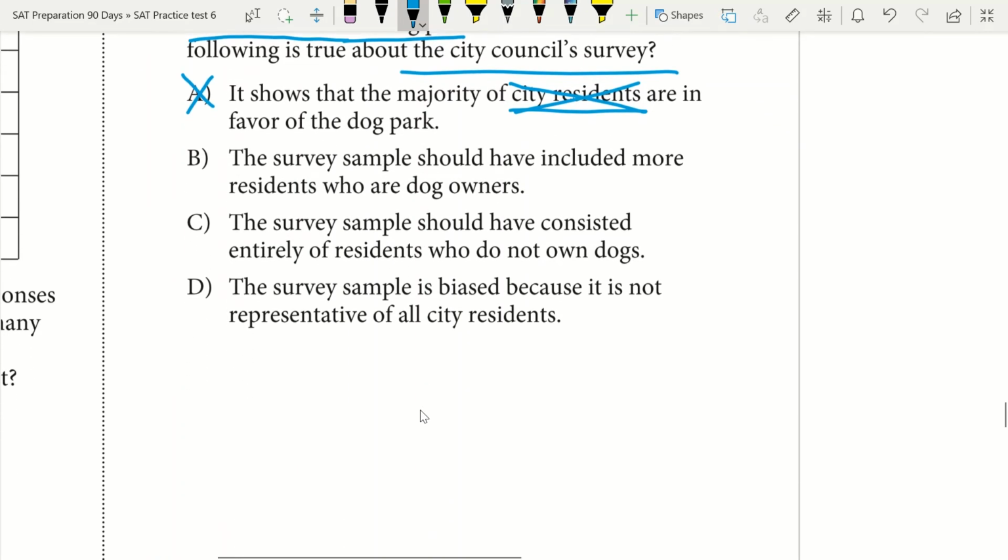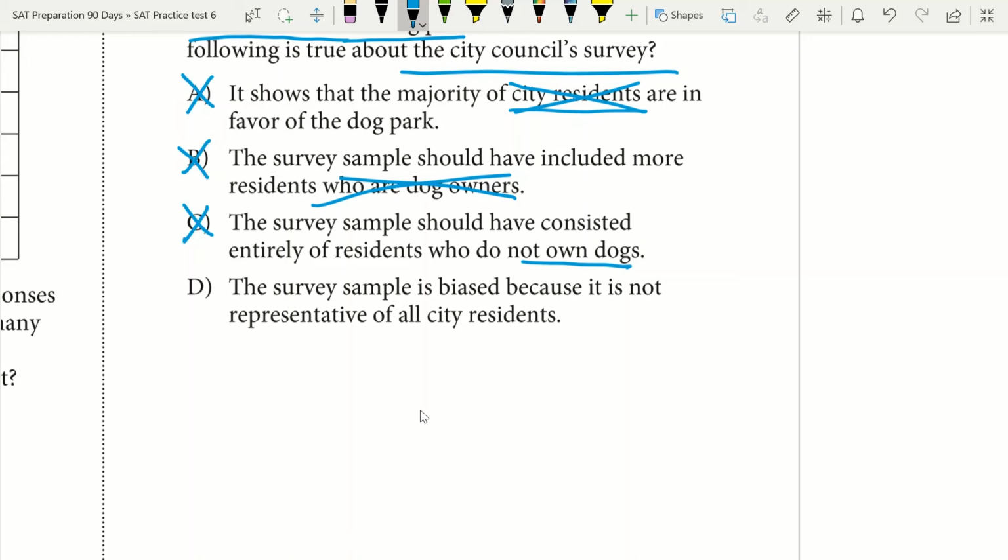So A is incorrect. B, the survey sample should have included more residents who are dog owners. It was all dog owners, so B is wrong. C, the survey sample should have consisted entirely of residents who do not own dogs. Once again, that would be incorrect. We need that proper, accurate mix in the population. We want the accurate mixture of those who own dogs and don't own dogs.